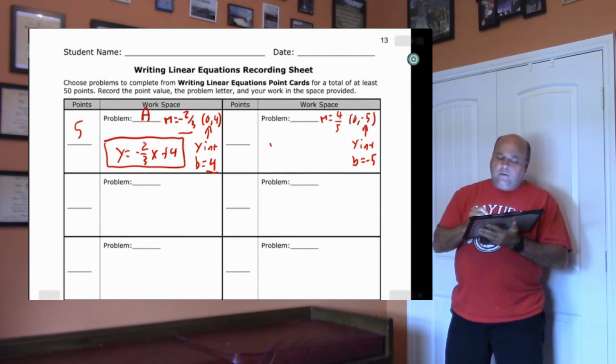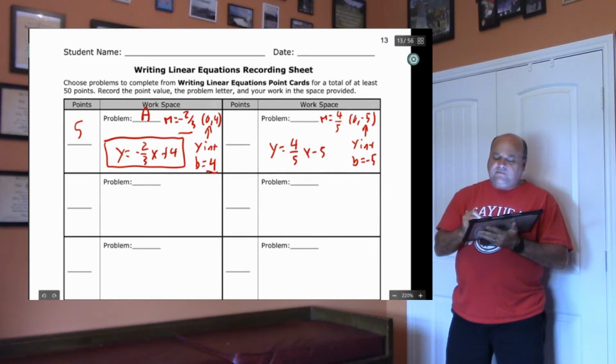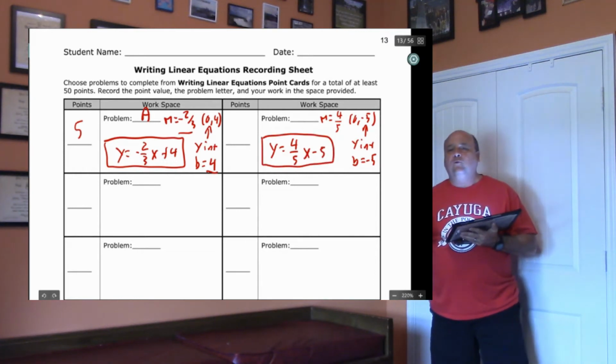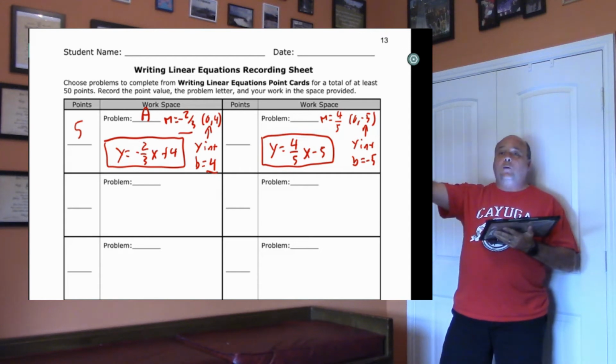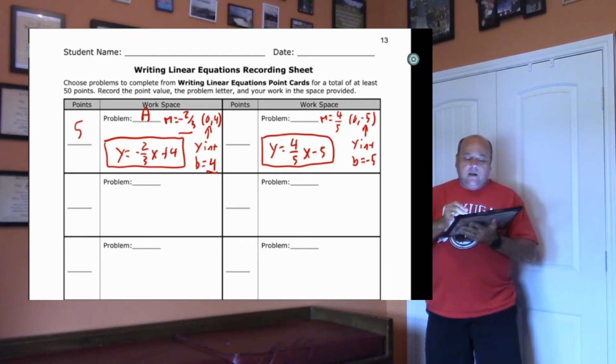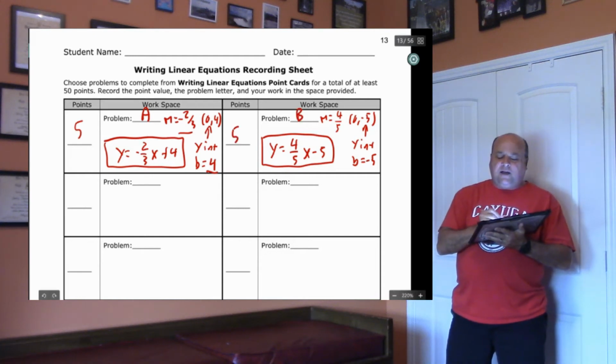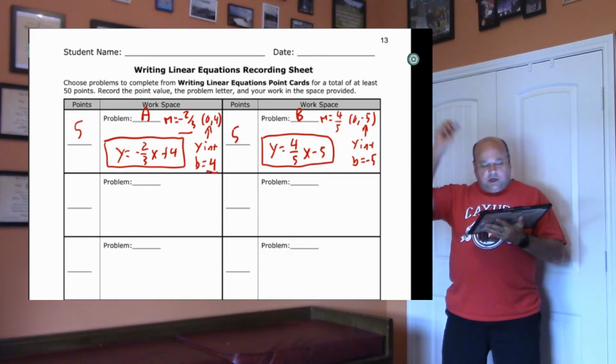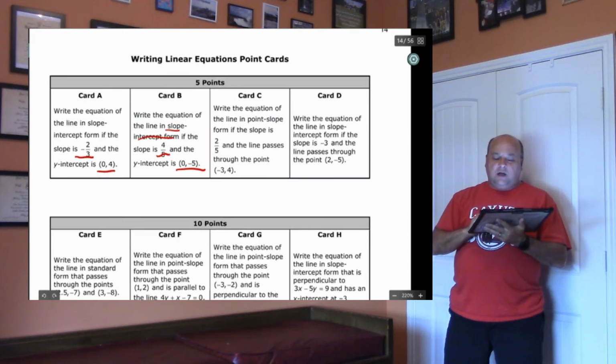Okay, so my formula is going to be y equals 4/5x minus 5. I just wrote the equation in y-intercept form, right? If I'm given the slope and the y-intercept, I just put it in mx plus b, and boom, I got it, don't I? This was problem B, and it was worth 5 points. Continuing on. Isn't this fun?